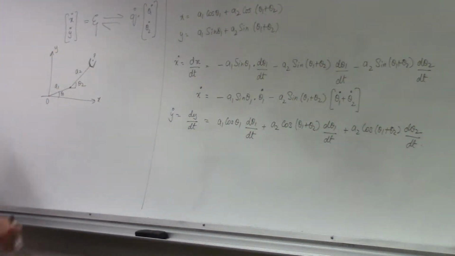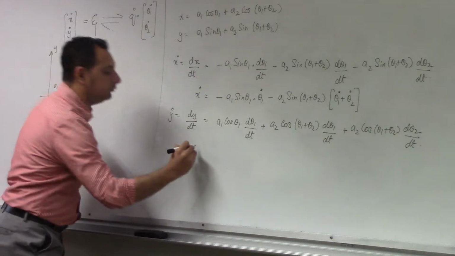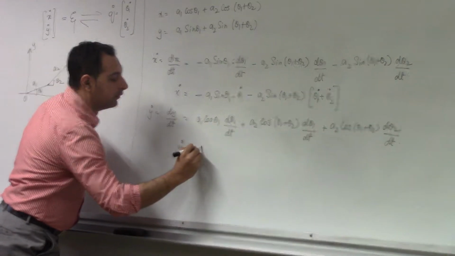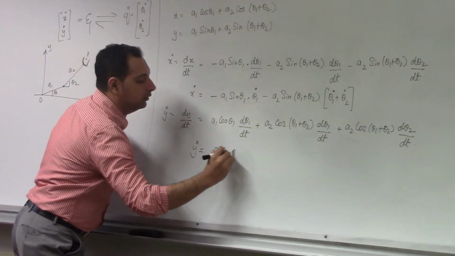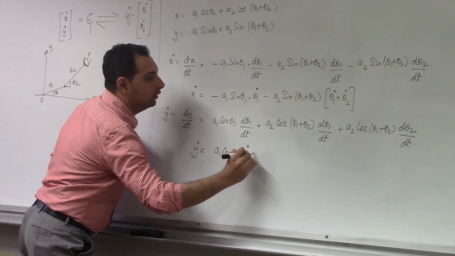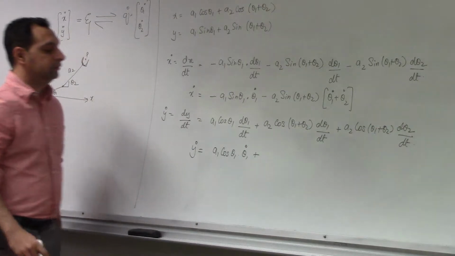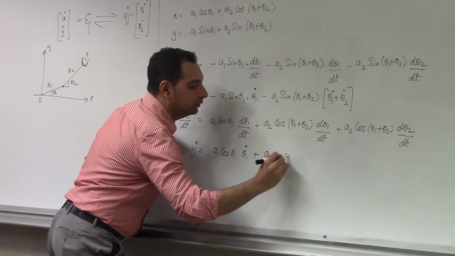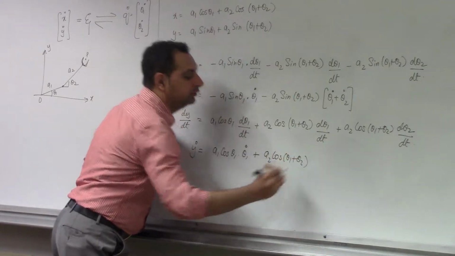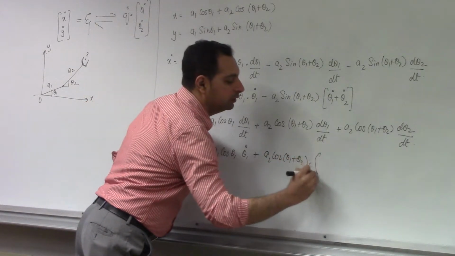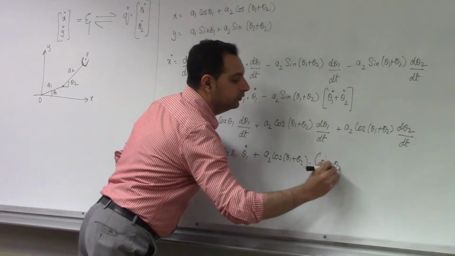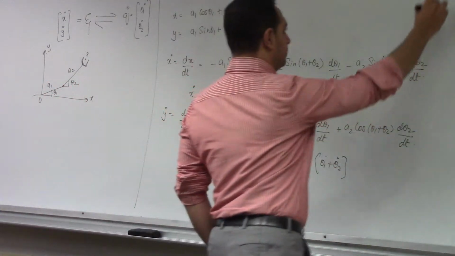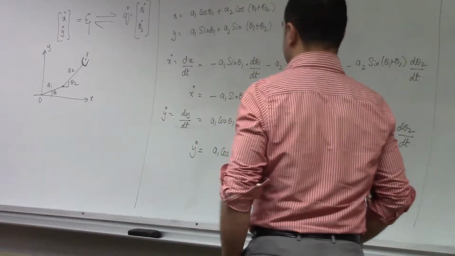So I can write this as y dot is equal to a1 cos theta 1 times theta 1 dot plus a2 cos(theta 1 plus theta 2) times (theta 1 dot plus theta 2 dot). So if we concise these two expressions, we can write this as follows.